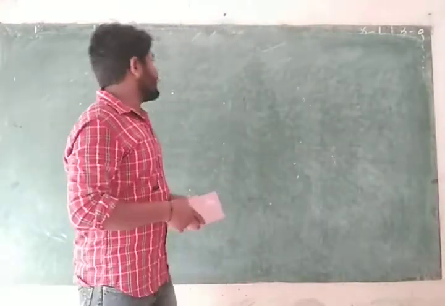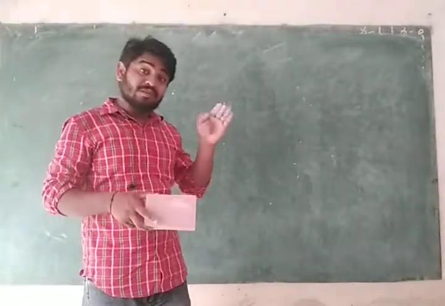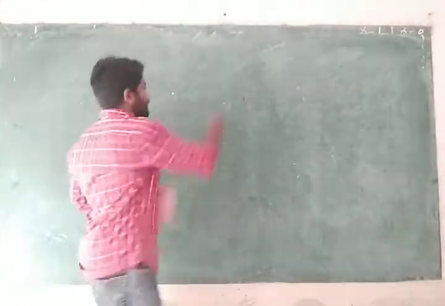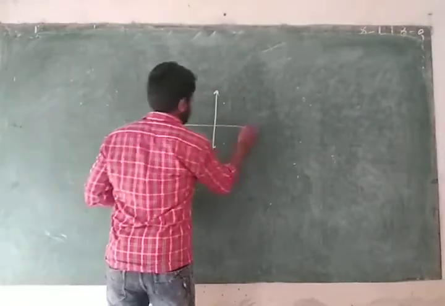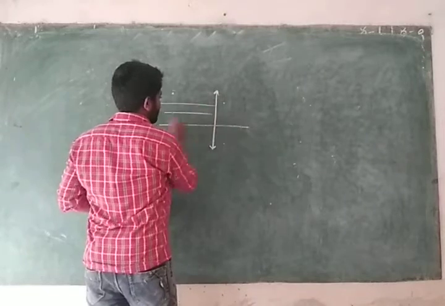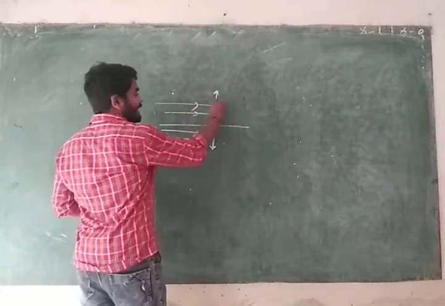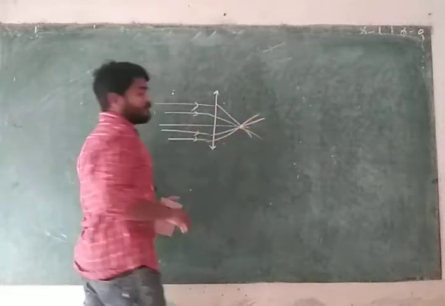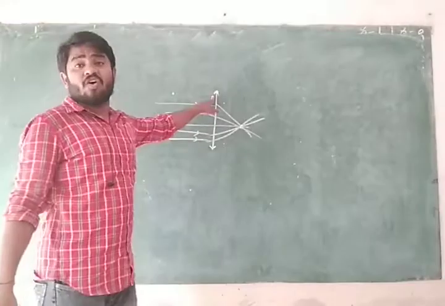We came to know that when a parallel beam of light passes parallel to the principal axis through a biconvex lens, that means this is the biconvex lens, the principal axis, and the parallel beam of light, what will happen? They will converge at a point, right? Converge at a point. So this is called a biconvex lens.